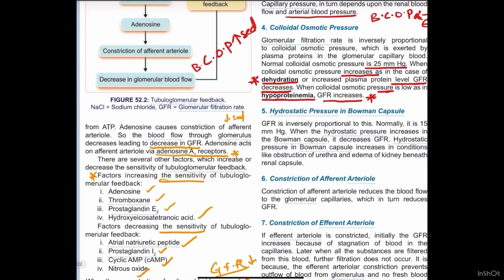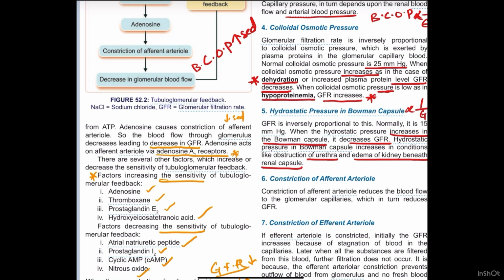And now you see here, hydrostatic pressure in the Bowman's capsule. Hydrostatic pressure in the Bowman's capsule here is going to be 15 mm of Hg. When the hydrostatic pressure in the Bowman's capsule increases, the GFR decreases. That means this is also inversely proportional to GFR. Okay, and hydrostatic pressure in the Bowman's capsule increases in a condition of obstruction of the urethra or edema of the kidney beneath the renal capsule.